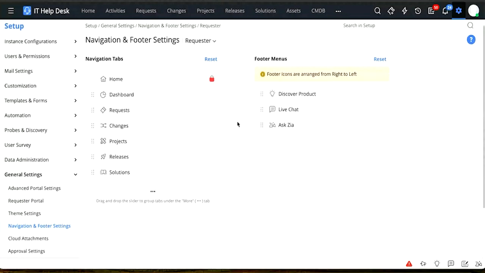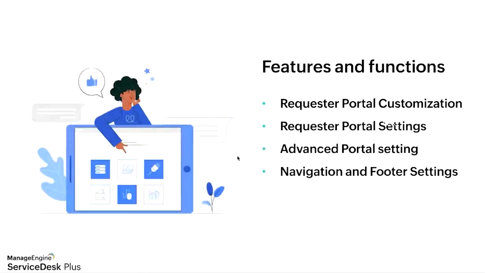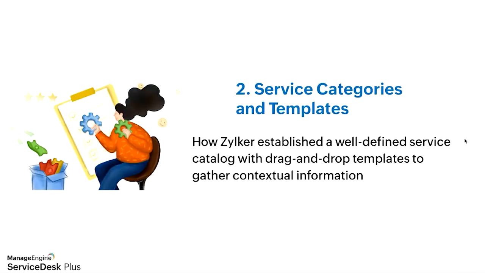All right. So let me get back to the deck. We just learned how you can customize the portal for requester and configure certain settings for the requester and technician, along with navigation and footer settings. Next, we have service categories and templates. Now, Zilker established a well-defined service catalog with service categories and templates under it to gather contextual information. Now, let's see how Zilker was able to do this.